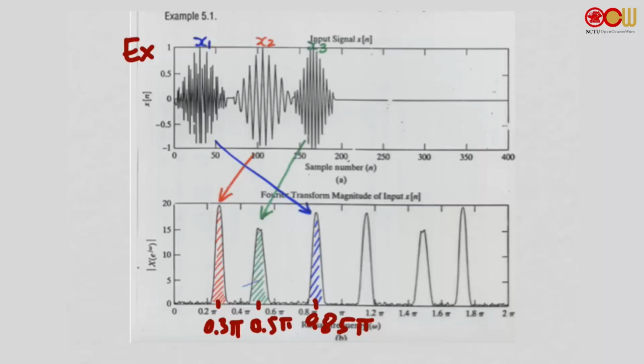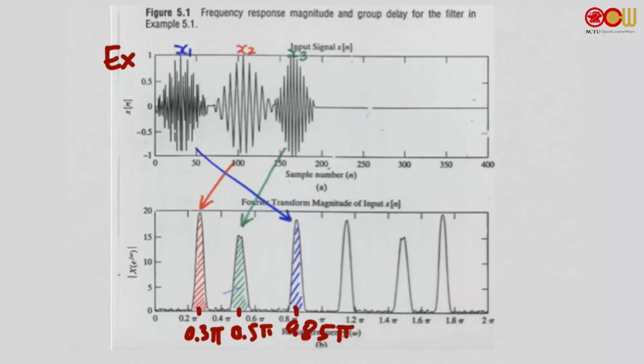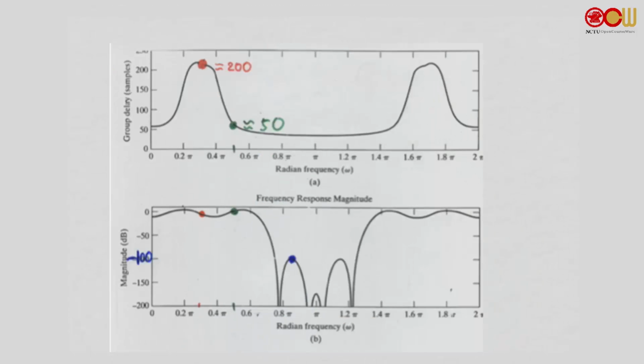Now we are going to pass such a sequence through an LTI system. Remember, the peaks are centered around 0.3 pi, 0.5 pi, and 0.85 pi. So the magnitude response of the LTI system at these 3 points would matter, and the phase, the group delay of the system at these 3 frequencies would matter. Now here is the H.